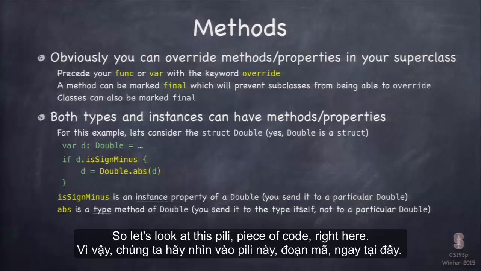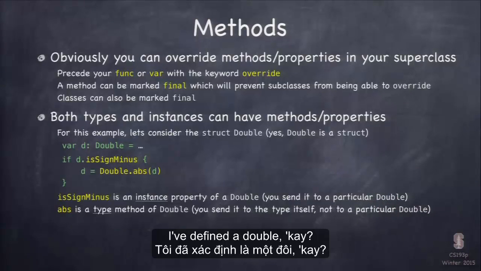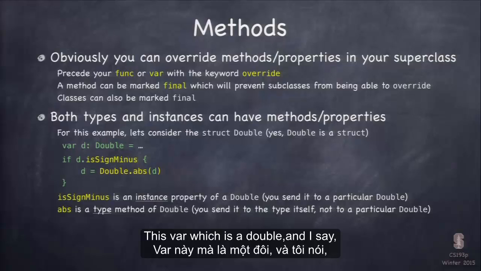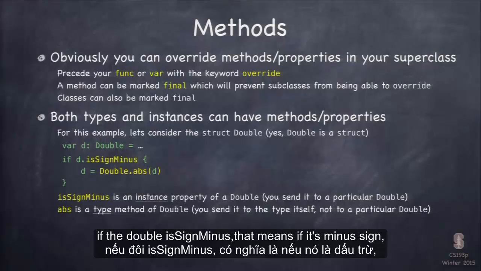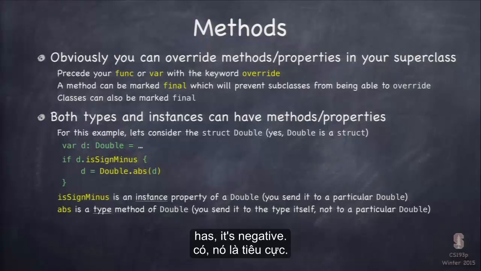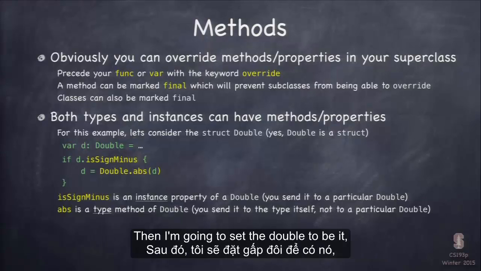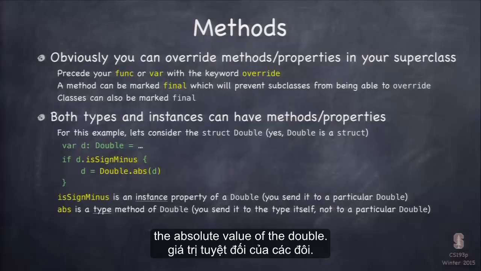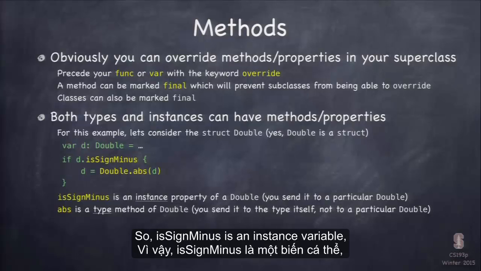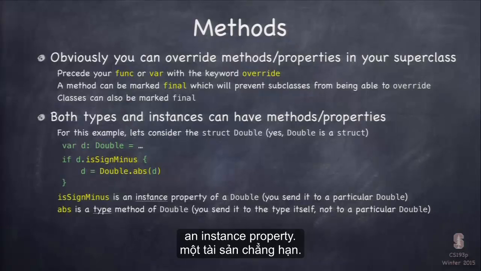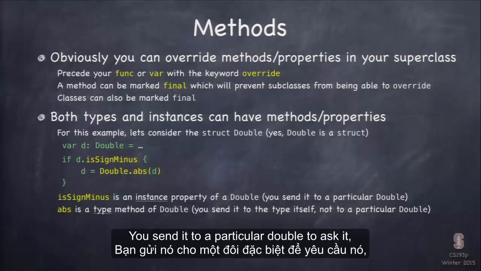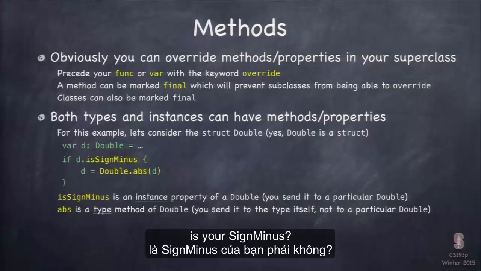Let's look at this piece of code right here. I've defined a var, which is a double. And I say if the double is sign minus, that means if it's a minus sign, it's negative, then I'm going to set the double to be the absolute value of the double. So is sign minus is an instance variable, an instance property. You send it to a particular double to ask it, is your sign minus?